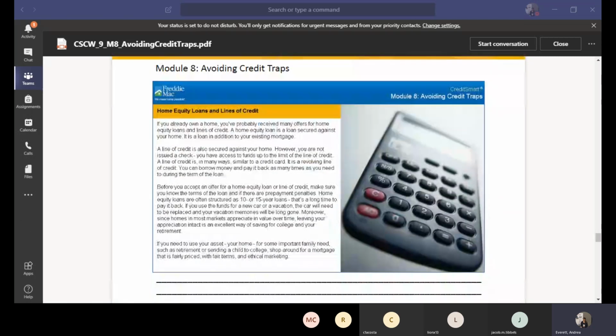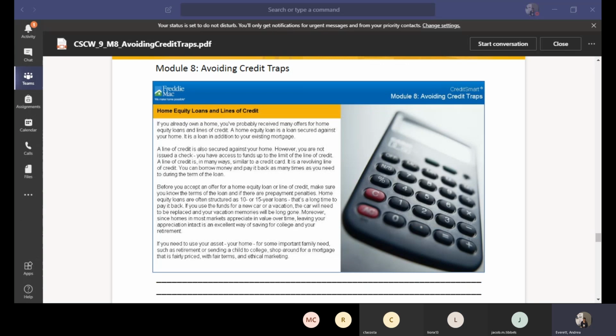Okay, so let's go into home equity loans and lines of credit. This is something that's not always talked about, and something that you guys can know when you start thinking about buying a home, or when you're saving up to buy a home, okay? So a home equity loan is a loan secured against your home. It is a loan in addition to your existing mortgage, okay?